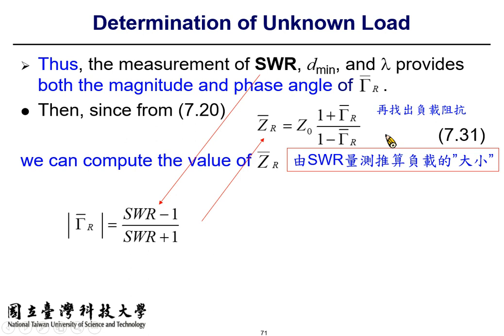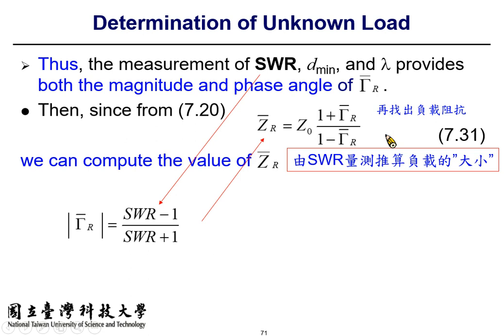The ultimate goal is to find out the impedance of the termination. ZR is the impedance of the termination, and it can be shown as a composition of the characteristic impedance times 1 plus gamma R divided by 1 minus gamma R. So you need to know the magnitude and the phase of gamma R so that you can find out the input impedance of the termination.